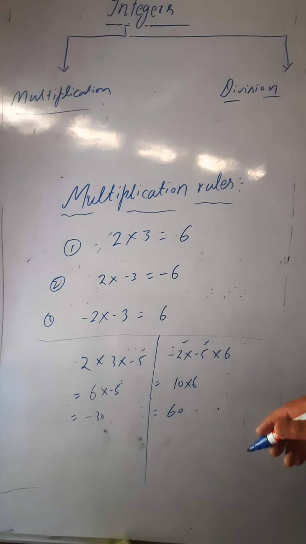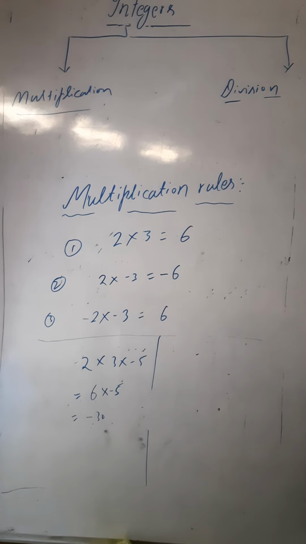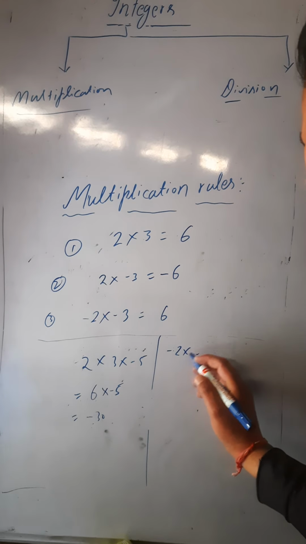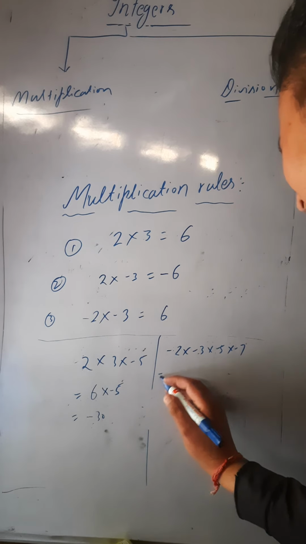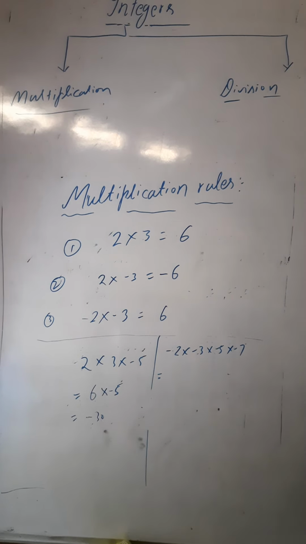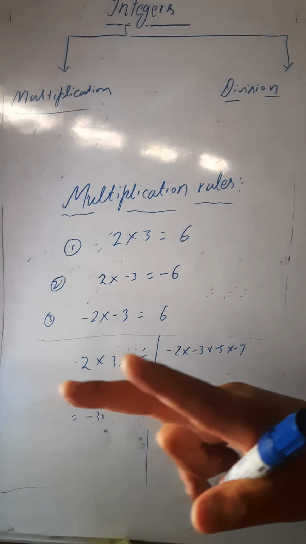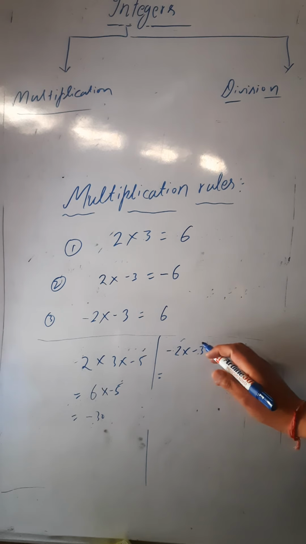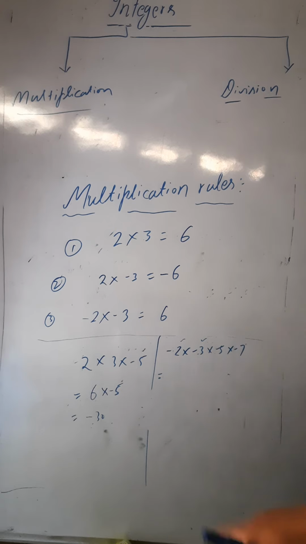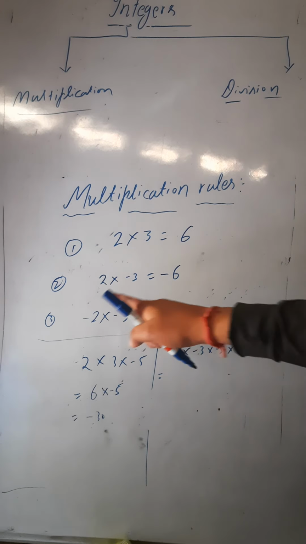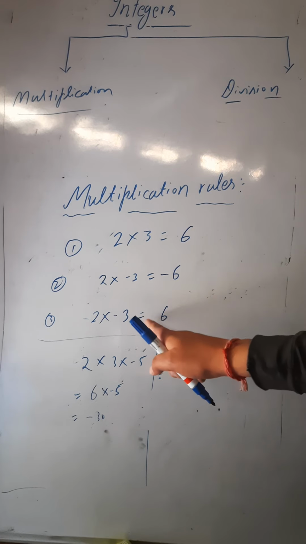Now let me write one more question. Some tricky questions I am going to give you now. The question is minus 2 multiply minus 3 multiply minus 5 and multiply minus 7. Here all are negative integers. So the rule is, you take two integers together first. So first I will take this and this. You can see the sign of 2 is negative, the sign of 3 is also negative. It means both are negative integers. So when both are negative integers, the answer is in plus. The answer will be a positive integer.